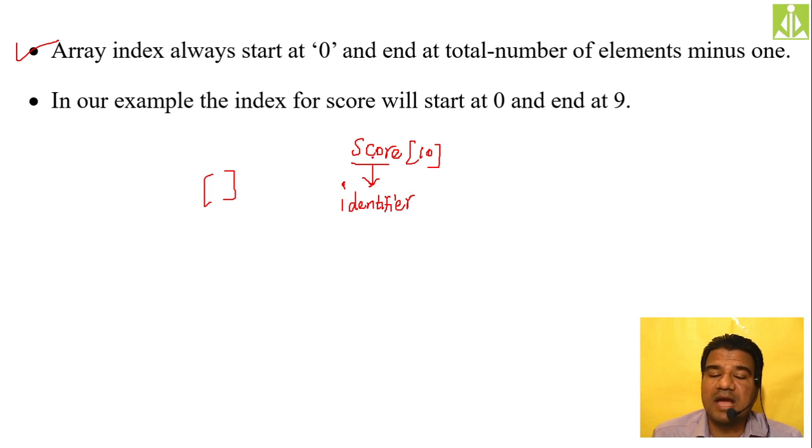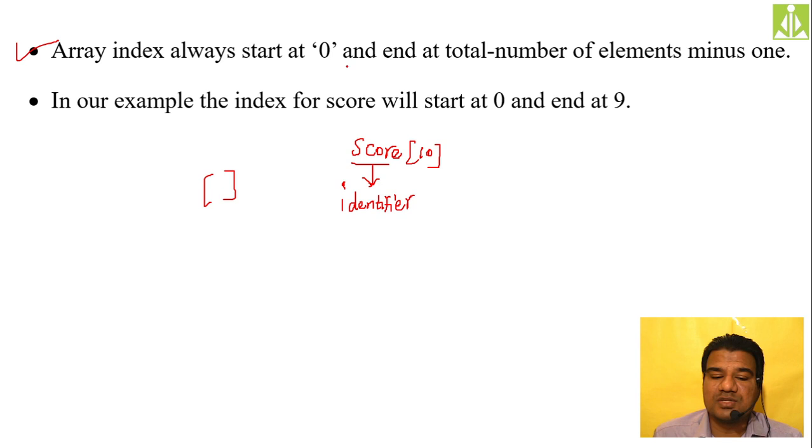Then how many elements I have into this score? I have 10 elements, as the count over here indicates 10. So this particular area will be called the index area, the array index area. So using this index, I can uniquely identify and distinguish all my 10 elements from the array.